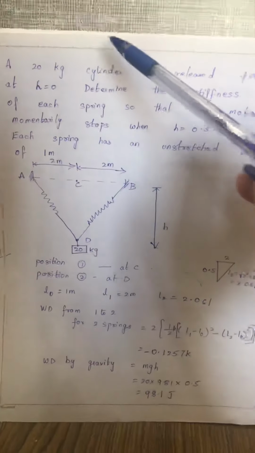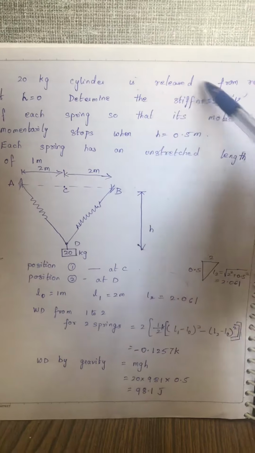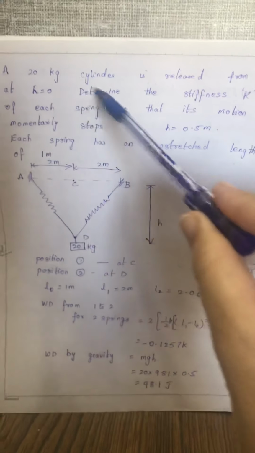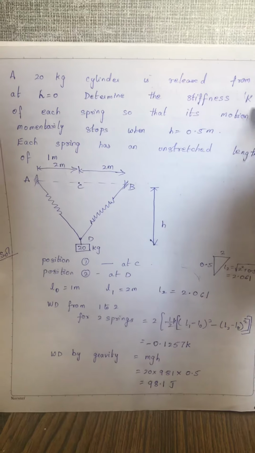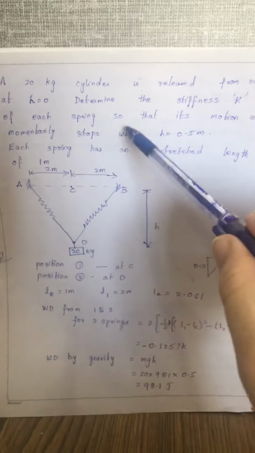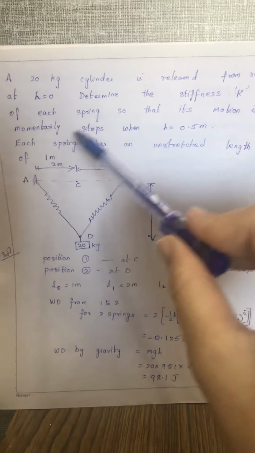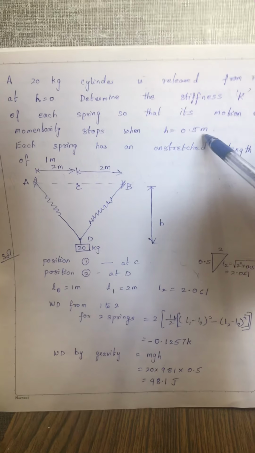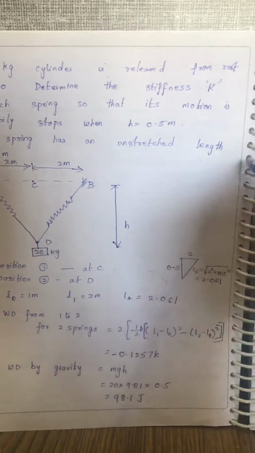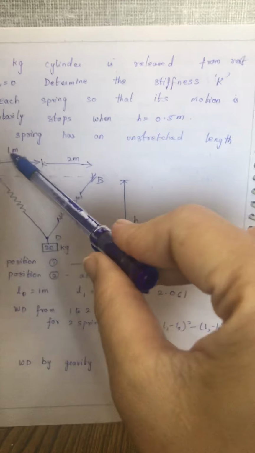Okay, a 20 kg cylinder is released from rest at h is equal to 0. Find the stiffness constant K of each spring so that its motion momentarily stops when h is equal to 0.5. Each spring has an unstretched length of 1 meter.